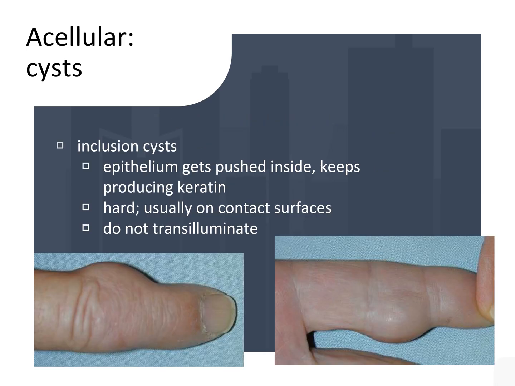Inclusion cysts are usually a site where they had a previous pinning or injury, and epidermal inclusion cysts are caused when the epithelium gets pulled inside the body that then heals that over, but those skin cells continue to produce keratin. And these are hard. They're usually going to be on surfaces that are contact surfaces, so palmar tips, or on the radial aspect of the index finger where you pinch, or where you've got side pinch. They don't transilluminate. They're usually not mobile.